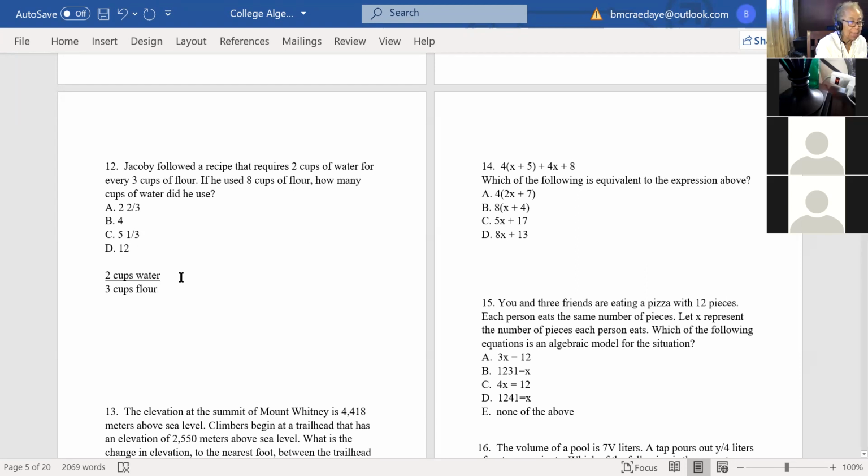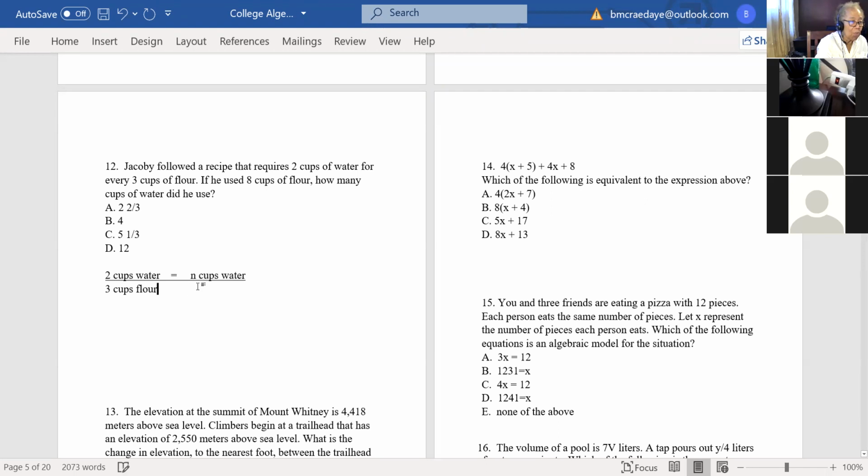Okay, now let's set that equal to 8. And we have what? Well, the 8 is flour. So this is, we'll just call this N. We're looking for water, so this is N cups. And I'm putting these units here so you keep them in order.